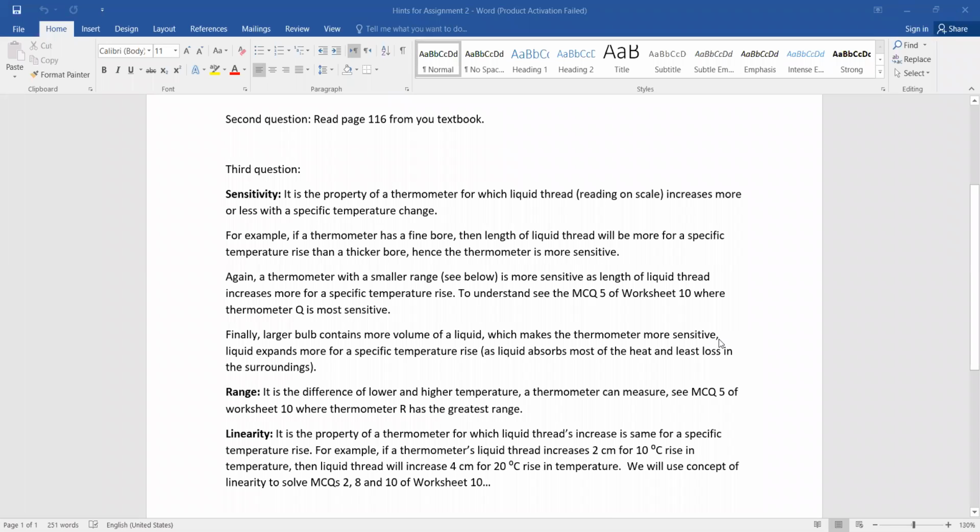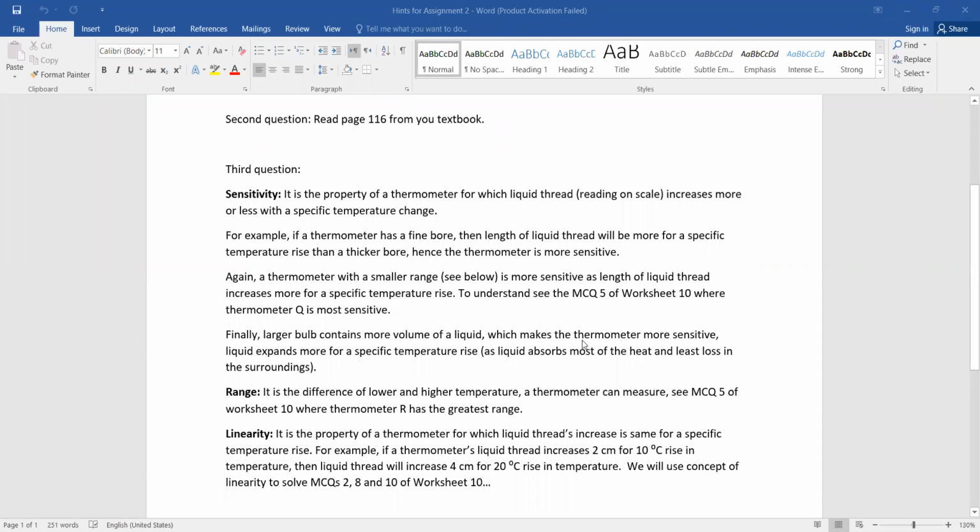So the larger bulb has more capacity to expand the liquid, isn't it? The smaller bulb has less liquid, so some heat it will take and some will be lost, right? That's why the liquid expansion will be less. So if the liquid is expanding more, then it can rise more in the capillary tube, and then it will become more sensitive.